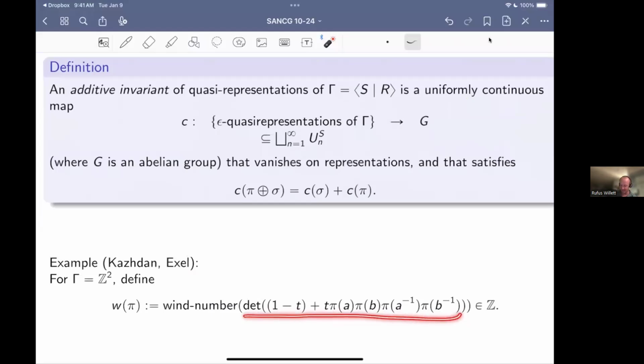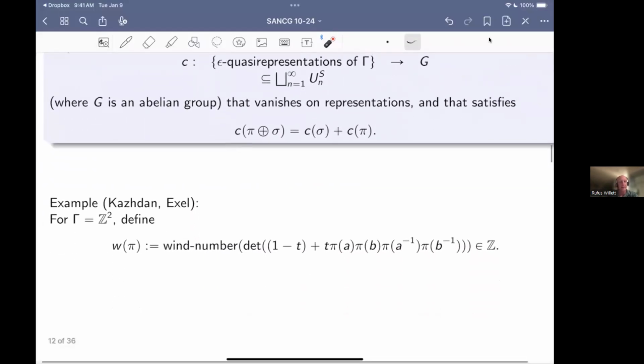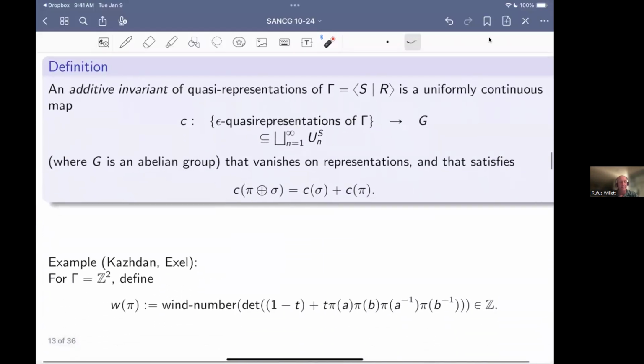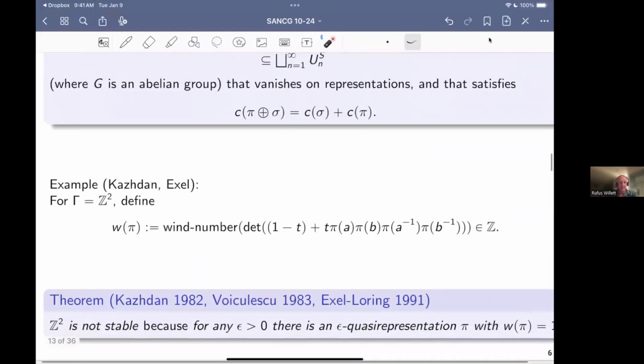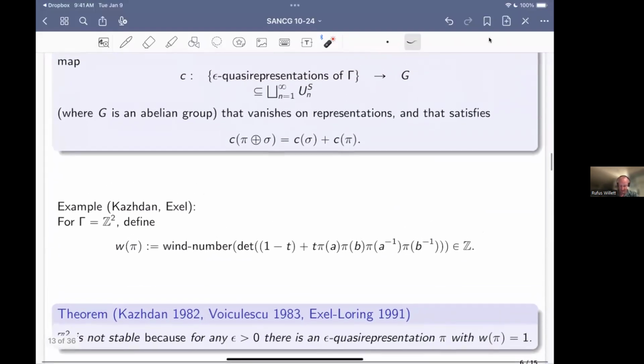So this thing is a path which starts and ends at 1 in the complex plane and avoids 0. Therefore, it has a winding number. So this is something which belongs to the integer valued invariant of quasi-representations, and you can check that it's additive, because the product of paths takes block sums of determinants to a product of paths, and a product of paths for winding numbers gives the sum of the winding numbers. So now we sort of go back to the theorem.